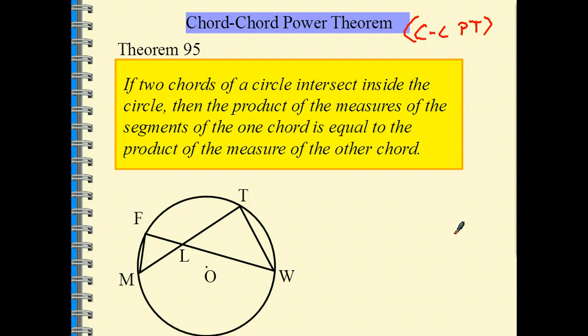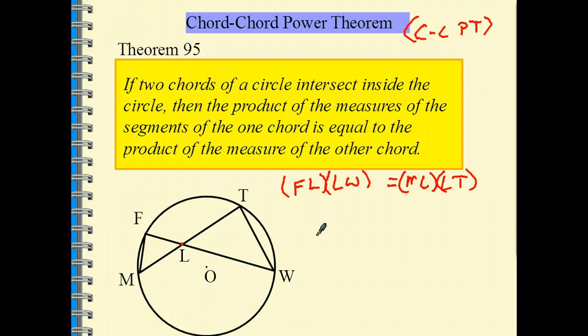What this tells us is that if two chords of a circle intersect inside the circle, then the product of the measures of the segments of one chord is equal to the product of the measures of the other chord. In this diagram, we have chord FW and chord MT. They both intersect at point L, and so it divides into four segments: FL, LW, ML, LT. This theorem tells us that FL times LW will equal ML times LT.